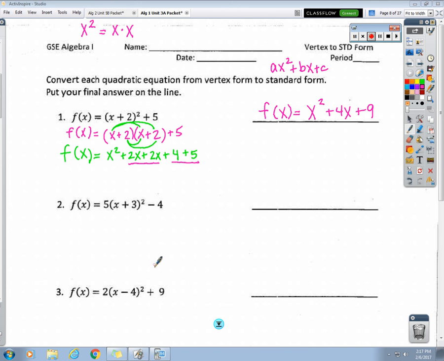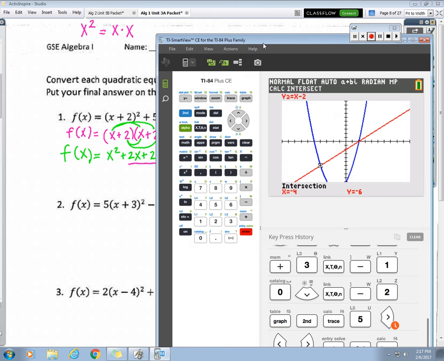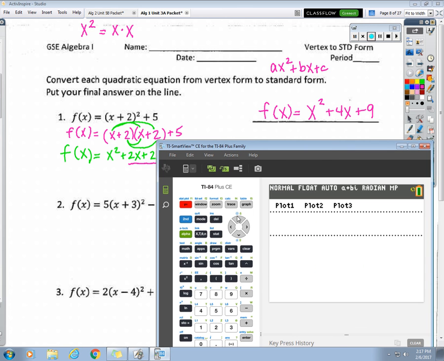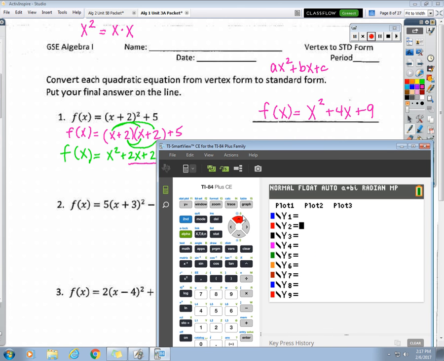Okay, now I want you to watch for a second, and I'm going to show you how I can check to make sure I did it right, which is always very important in math. Learning how to check the problems will help you make a better grade on the test, correct?